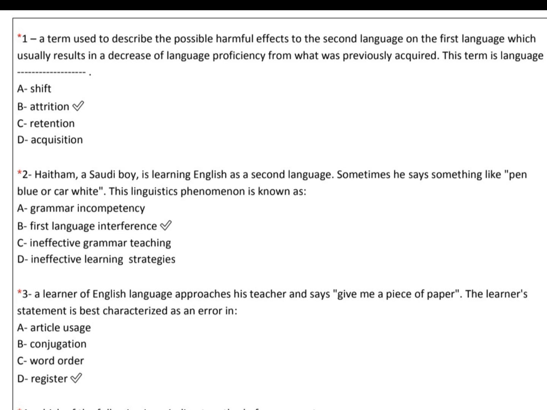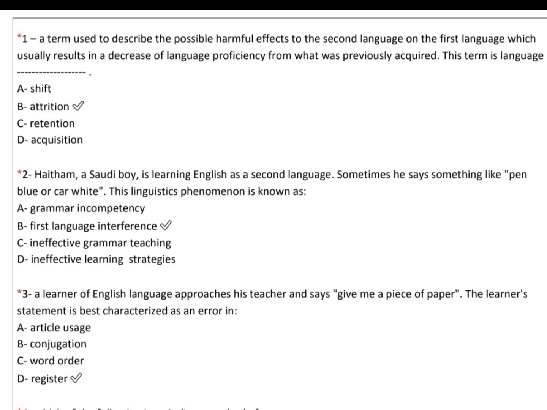2. Haytham, a Saudi boy, is learning English as a second language. Sometimes he says something like "pen blue" or "car white." This linguistic phenomenon is known as: A. Grammar incompetency. B. First language interference. C. Ineffective grammar teaching. D. Ineffective learning strategies.